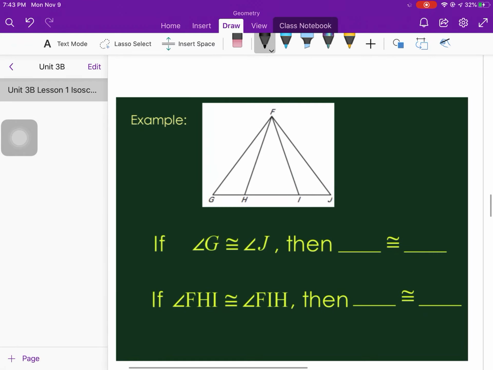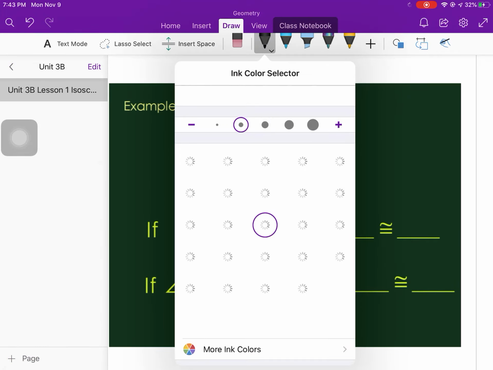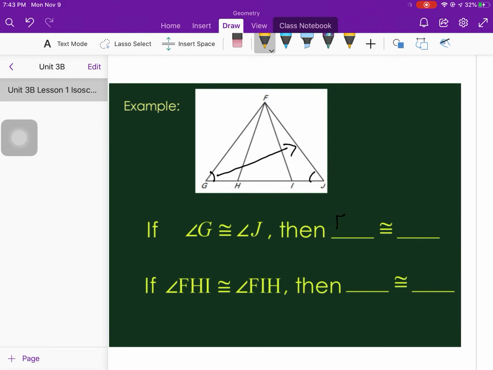So let's apply this. If G is congruent to J, I say so way too much, I apologize. If G is congruent to J, what are the sides that are opposite of those? We actually have to go all the way across. So that would mean that, let me change my color here, FJ is congruent with the side opposite over here, which is going to be FG or GF.